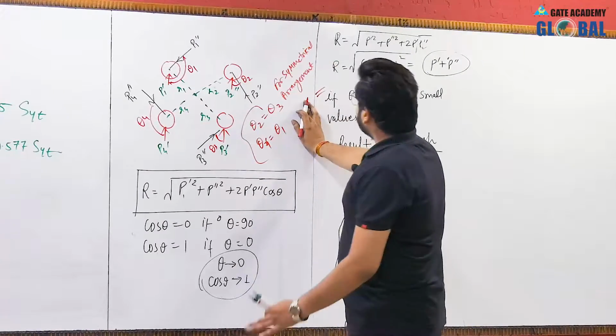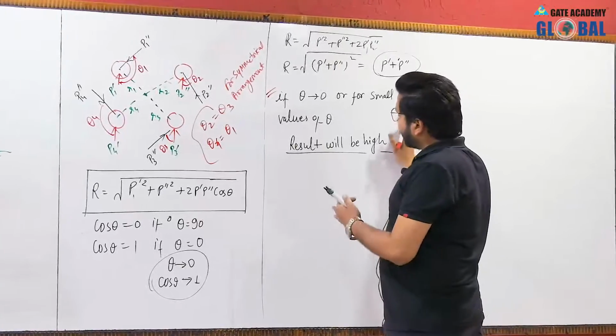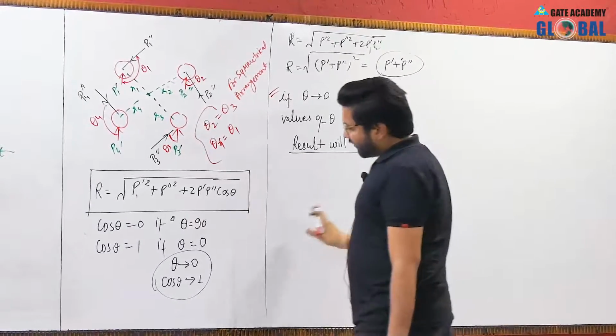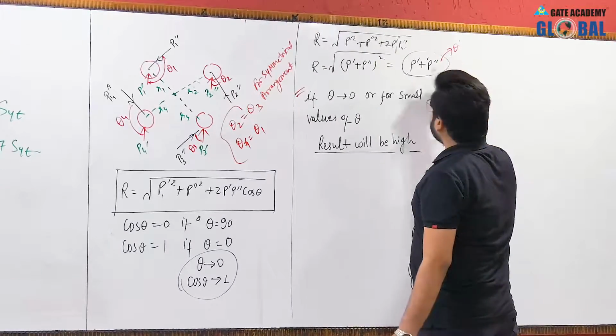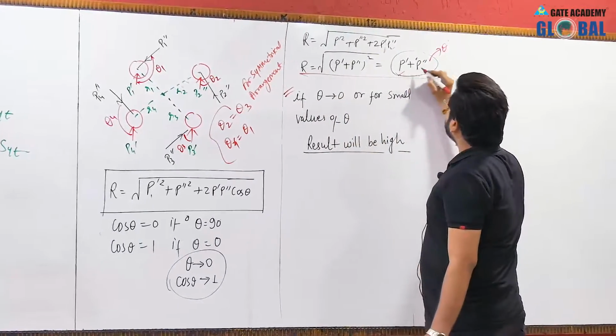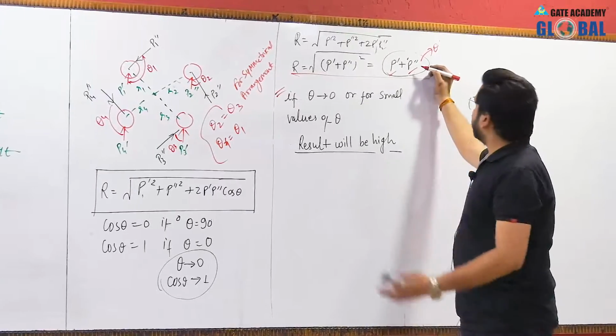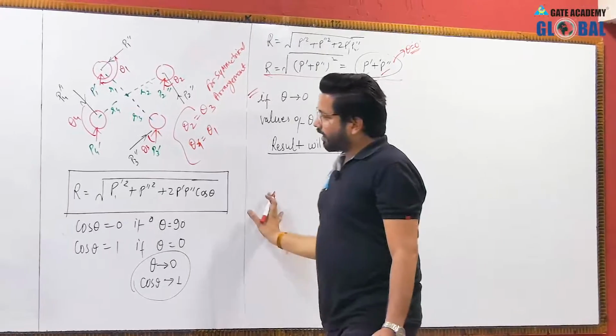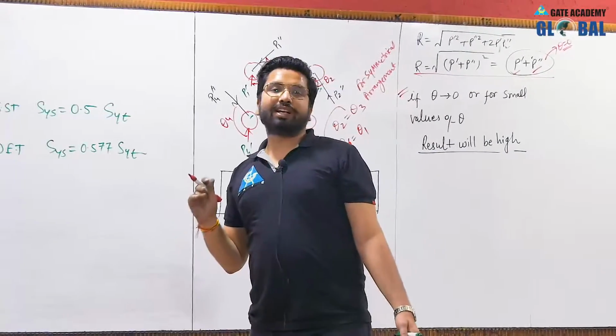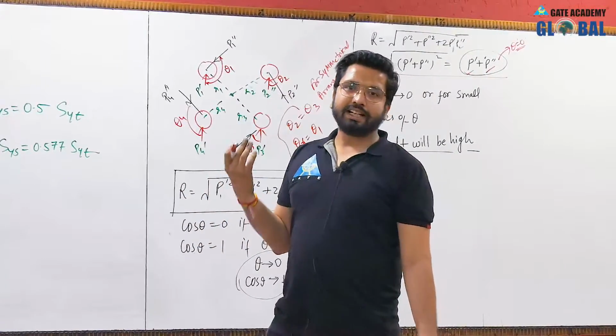So if theta is small, then the resultant will be high, and if theta is 0, the resultant will be the sum of the primary force and the secondary shear force in that particular rivet. So this is for theta equal to 0 degrees. Based on this idea, you can judge which of the rivets will be the most critical rivet.